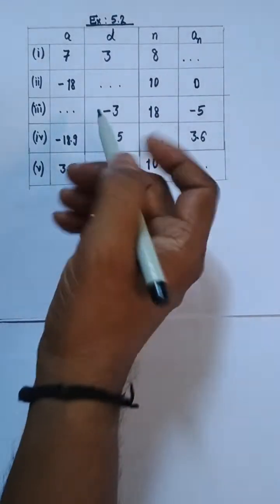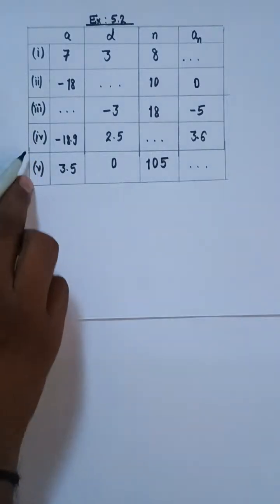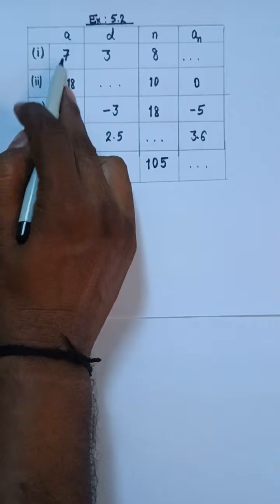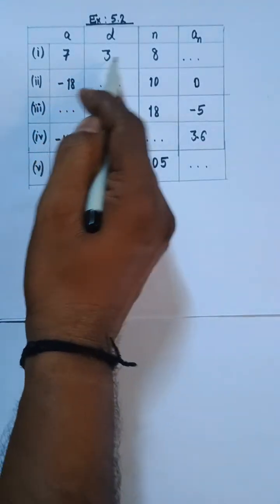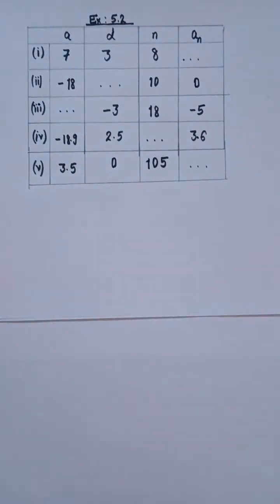Let's solve here. First, we are seeing that this is problem 1, 2, 3, 4, and 5. So first we have initial term as 7, common difference 3, and nth term is 8. So we need to find an.